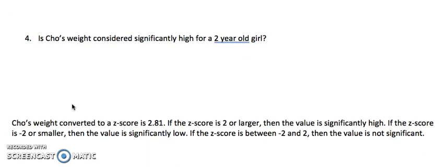Cho's weight converted to a z-score is 2.81. So what that says is her weight is 2.81 standard deviations above the weight of an average 2-year-old girl. Since 2.81 is greater than 2, it's more than 2 standard deviations above the mean, we would say that her weight is significantly high. The 2.81 says that her weight is more extreme. It's more than 2 standard deviations, so it is significantly high.